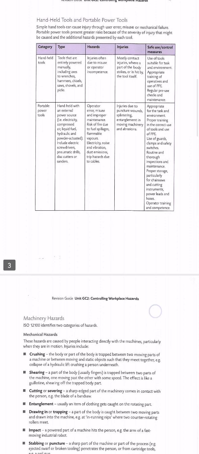Then we're talking about the safety controls and measures. Appropriate use for the task and the environment, being properly trained in the correct use of the tools, and use of PPE. You have to use PPE all the time when you are using these items. Also use safeguards, a clamp, a safety switch, and routine checks. You have to check them thoroughly, do inspections thoroughly, and maintain proper storage. You have to store all this equipment properly. You have to oil them, right? So all these are safety precautions, right?